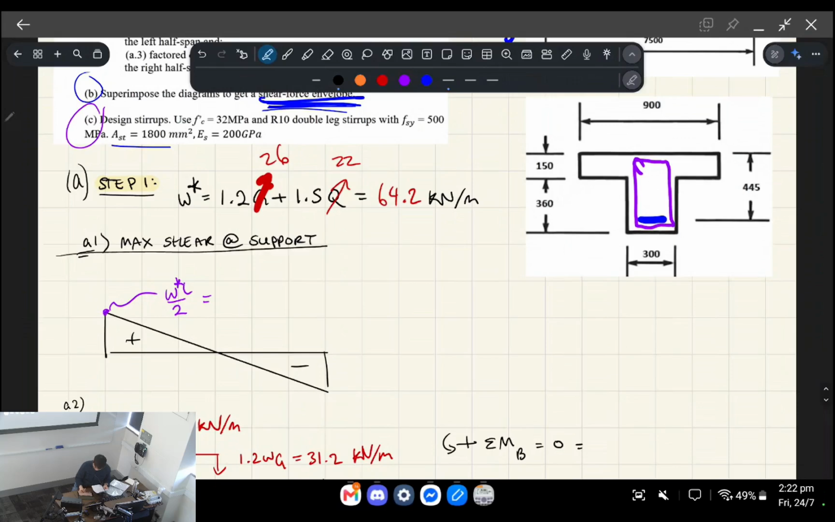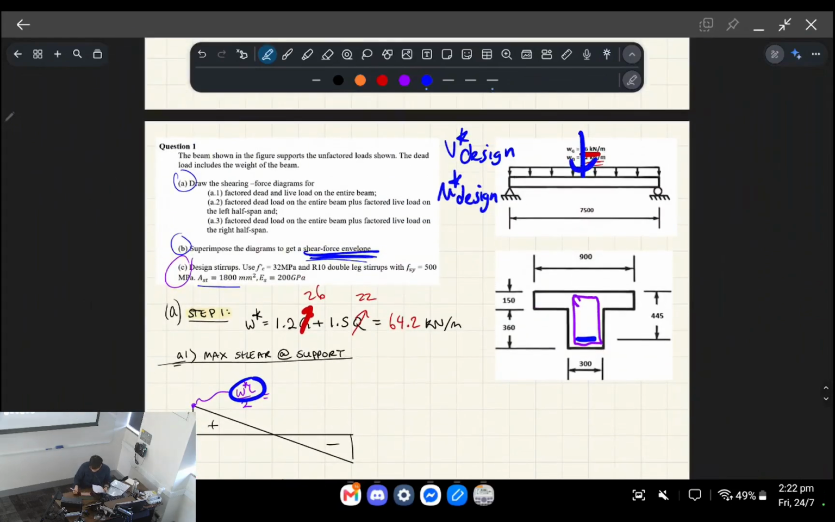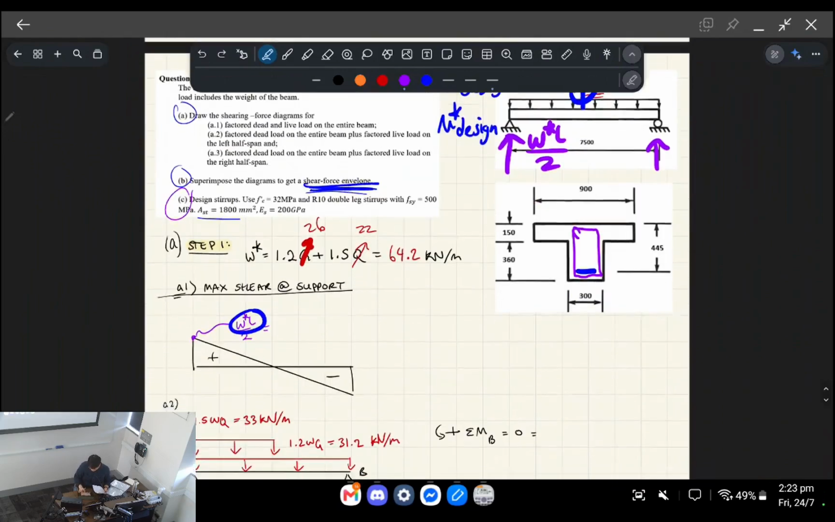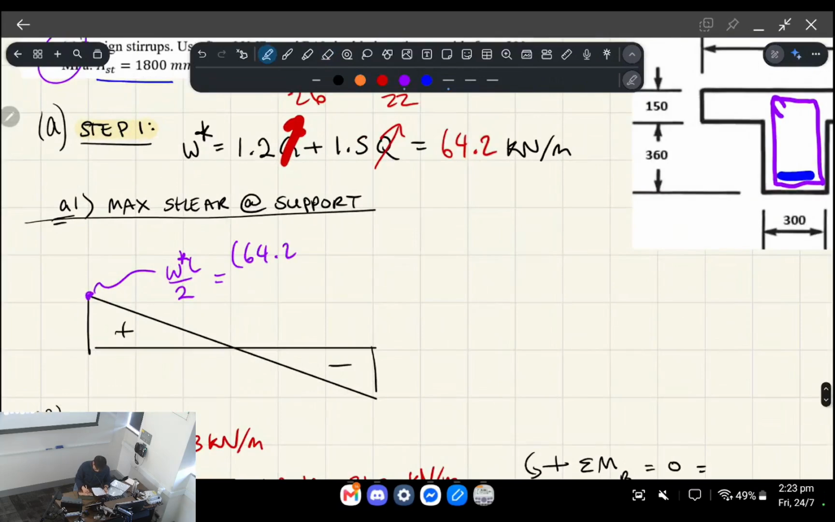We know that for the first loading scenario, the max shear is at the support. And luckily for you guys, if it's a simply supported beam, this is just a simple formula. W star L is the total downwards force on this beam, so the equivalent point force. And so each support has a reaction of W star L on 2, okay? That support reaction is equal to the max shear, which is just the peak shear on the left-hand side here. W is 64.2, L is 7.5 meters, and if you divide that by 2, you get 240.8 kilonewtons, okay?